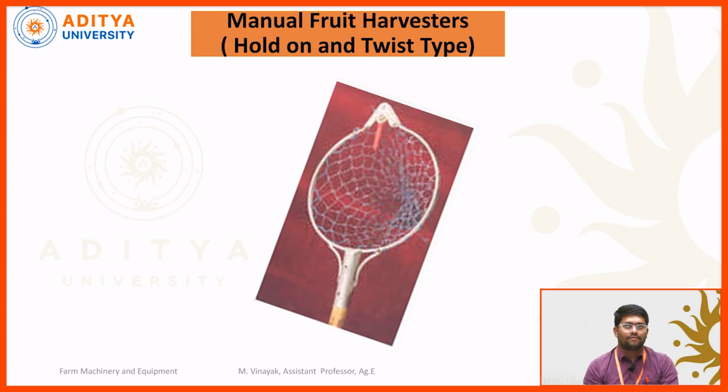This is one type of fruit harvesting tool, the manual fruit harvesting hold and twist type. Here the bottom side of this tool is provided with a nylon sheet to collect the fruit from the plant. So simply we can enter the fruits from the upper side of this box. After the fruits enter this net, simply we can twist this handle so that the harvesting mechanism is carried out. We will explain in detail in the next slide.